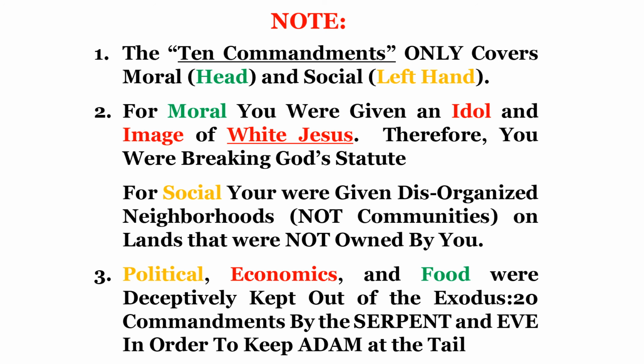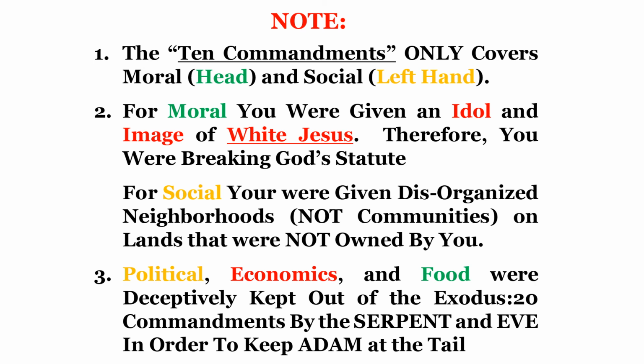No one told us that we needed those two, but guess what? Someone else was in charge of those two, the main two, political and economics, and they used that to keep you at the tail. And the food, definitely, they gave you the wrong food to eat. You're sick, we're in all these ailments, we're in hospitals, with diabetes, high blood pressure, arthritis, all kinds of disease at the end because of the food that you were given to eat. So you're completely out of balance.